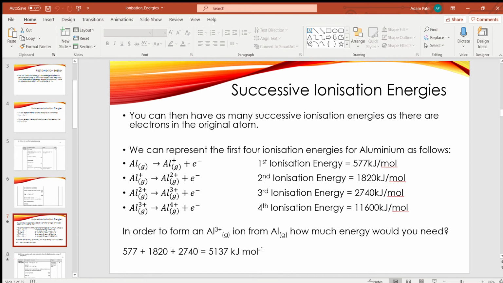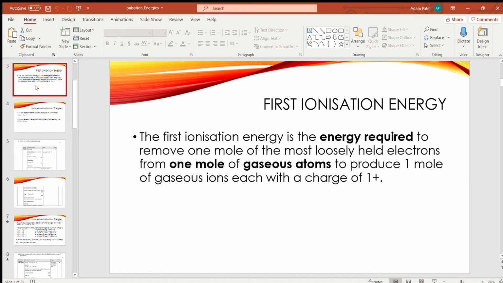So we have 577 for our first ionization energy, 1820 for our second ionization energy, 2740 for our third ionization energy. Add them all together, we get 5137 kilojoules per mole. So again, ionization energy is measured in kilojoules per mole. Remember, because it is per mole in our definition as well.